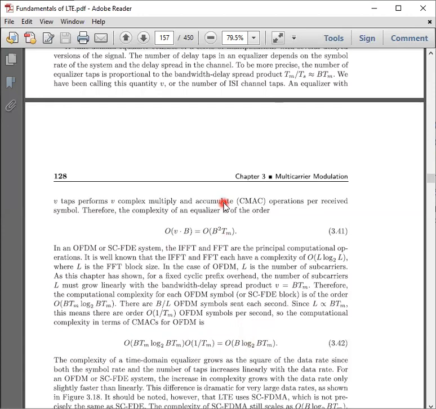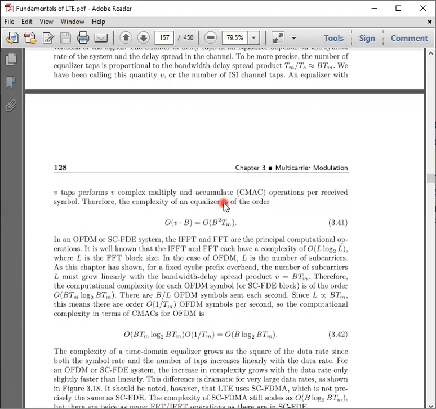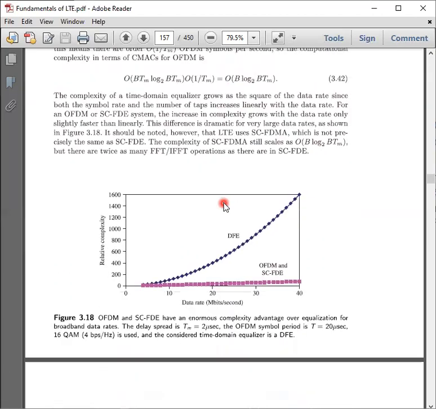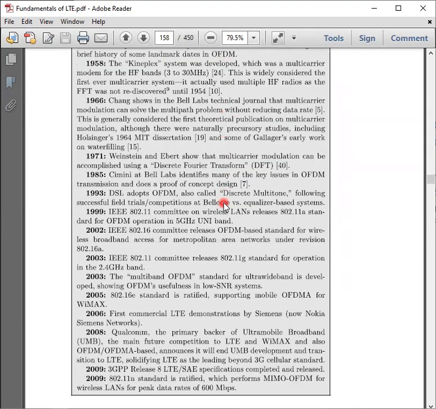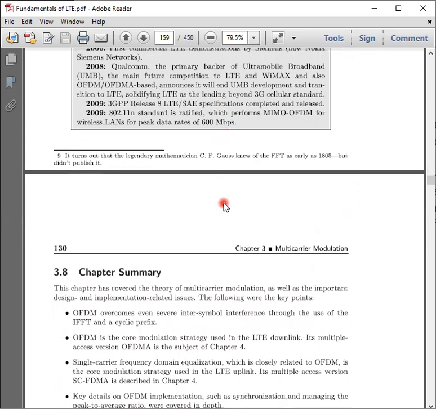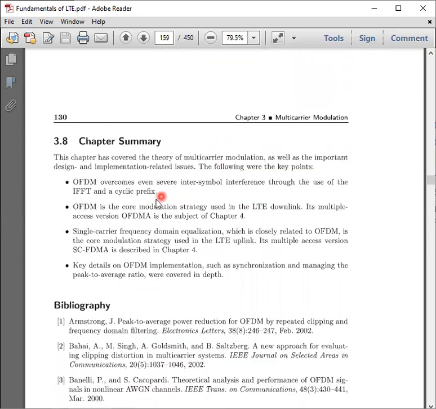This is the second advantage which we are going to have, which both of them, be it OFDM or SCFDE, share. So that was the chapter. Two enabling technologies, OFDM and SCFDE. In the next topic, we will discuss their multiple access versions, OFDMA and SCFDMA. So here was the summary.